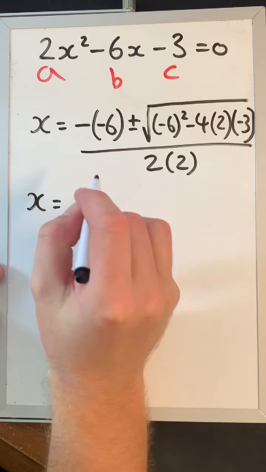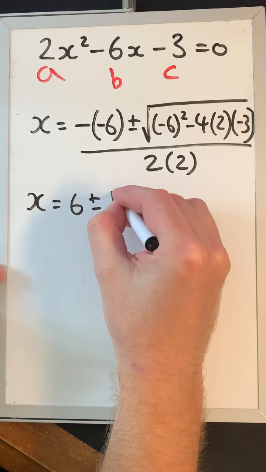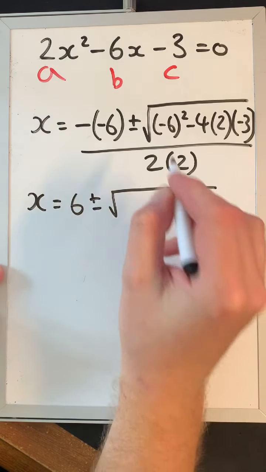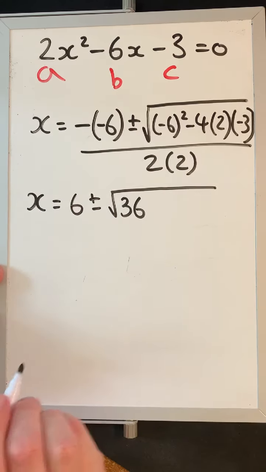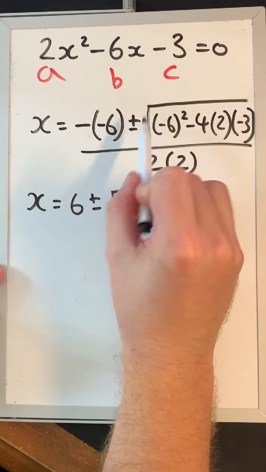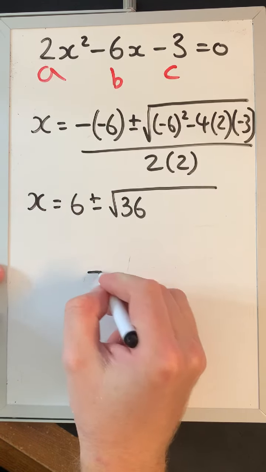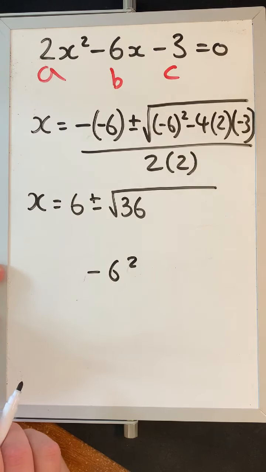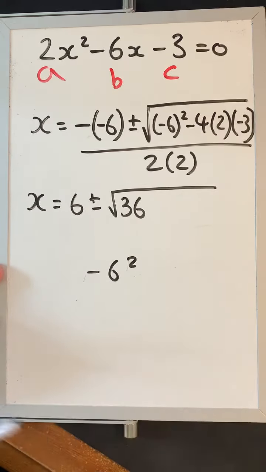Let's work these numbers out then. So minus 6, of course, is just a positive 6, plus or minus the square root of minus 6 squared is 36. And always be careful if you're putting that in a calculator, remember to put brackets around it. Quite often if you put minus 6 squared in a calculator like this, it'll do 6 squared, which is 36, and then put a minus in front of it. So always be careful of that. Use brackets in your calculator as well.